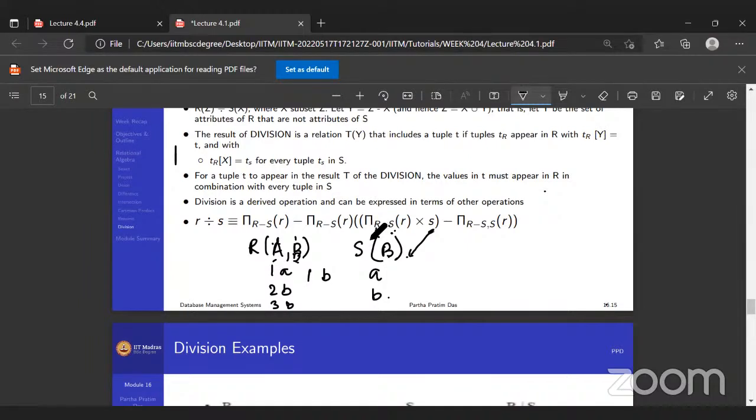Are you able to get it, right? So if I write pi A from R, then what will we get? Only this one: 1, 2, 3. So my expression gives 1, 2, 3. Hence the pi operation is a set operation, right? We eliminate duplicate values.